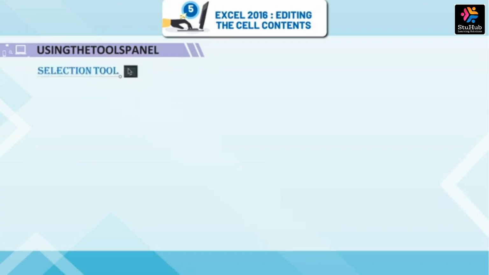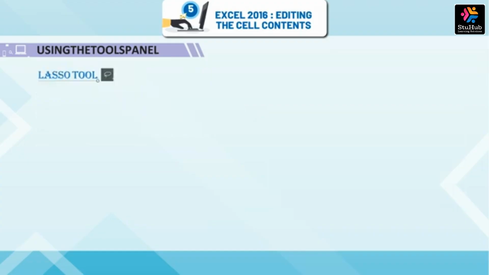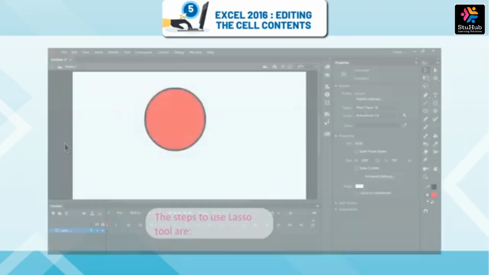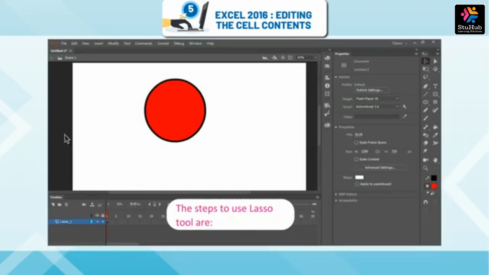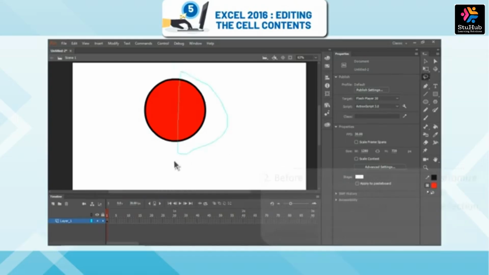Selection tool. The selection tool is used to select and manipulate objects on the stage. You can move, resize, rotate, and skew selected objects. Lasso tool. The lasso tool is a selection tool that allows you to create custom-shaped selections by drawing around objects. The steps to use the lasso tool are: select the lasso tool from the Tools panel. The lasso tool icon typically looks like a freehand drawing line or hoop.